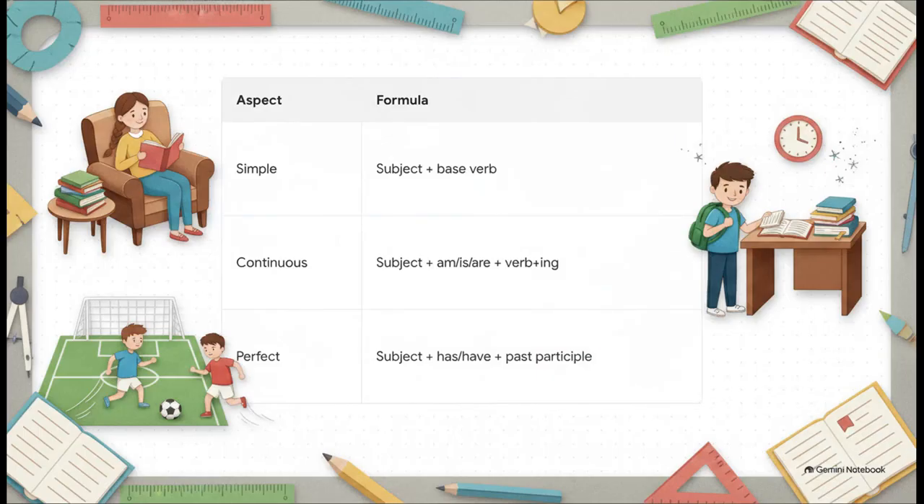Starting with the present tense, the formula just changes based on the status of the action. If it's a simple, everyday habit, it's just the subject plus the base verb. You know, like she reads books. Now, if it's ongoing right this second, it's continuous. They are playing football. And for an action that started in the past but still impacts the present, that's perfect. He has finished his homework.